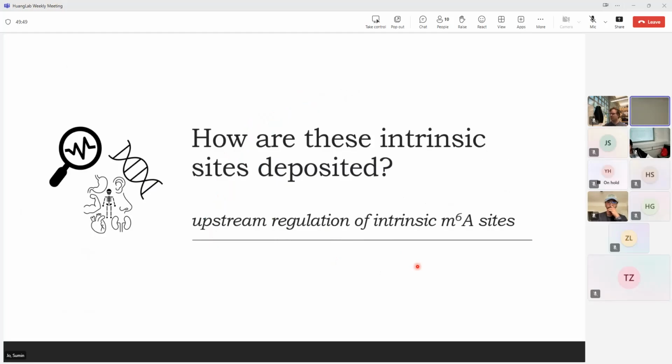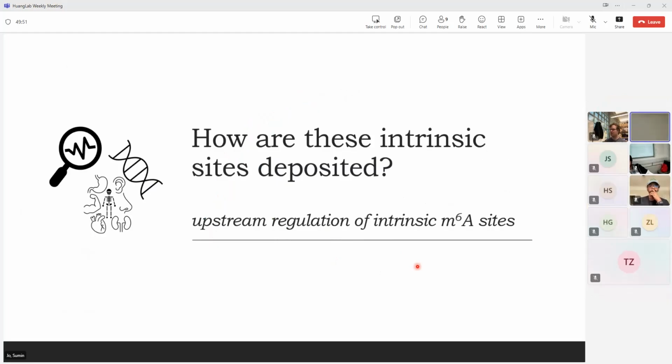So far we identified the intrinsic sites and then analyzed their features compared to their counterparts. And the question is, okay, we identified them and they have distinctive features compared to the infrequent sites. Then how can they be methylated context independently? That's the next question. How are these intrinsic sites deposited? We want to investigate the upstream regulation of intrinsic M6A sites.